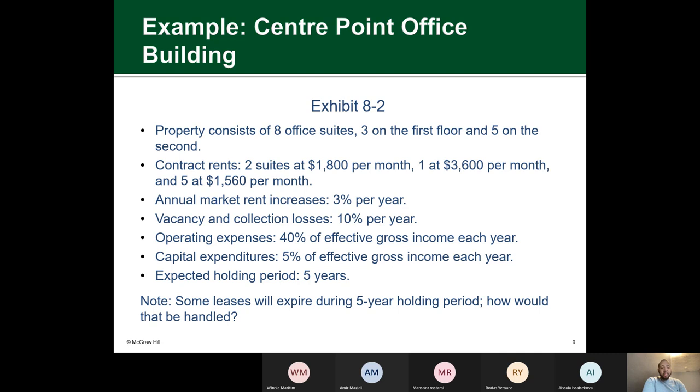Then there are their operating expenses and their capital expenditures, and they expect to hold this property for 5 years. Naturally, we always expect leases to expire during any time we own a property. People are going to leave. People are going to renew. People are going to make changes consistently all the time. We just have to be ready for it.